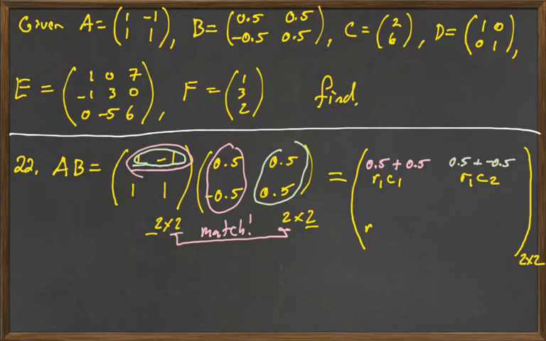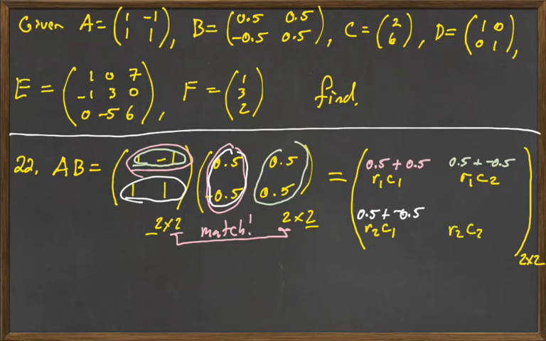Now we're going to do row 2, column 1. So we'll multiply the second row of the first matrix times the first column of the second matrix. So 1, 1 times 0.5, 0.5. 1 times 0.5 is 0.5, and then 1 times negative 0.5 is negative 0.5.